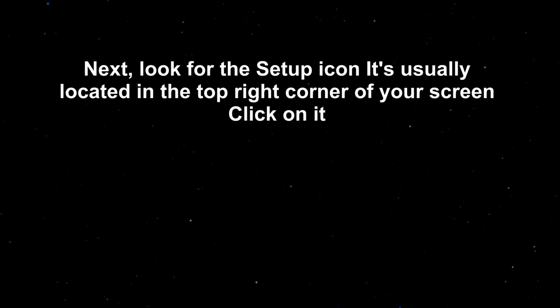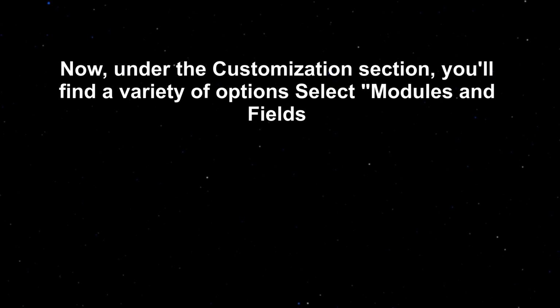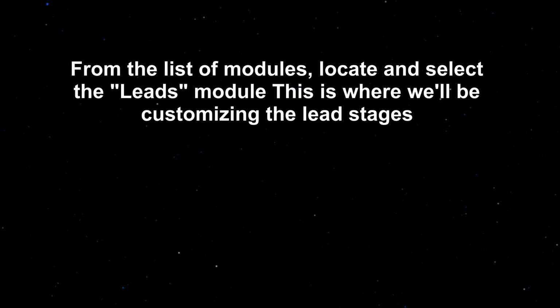Next, look for the setup icon. It's usually located in the top right corner of your screen. Click on it. Now, under the customization section, you'll find a variety of options. Select modules and fields. From the list of modules, locate and select the leads module. This is where we'll be customizing the lead stages.